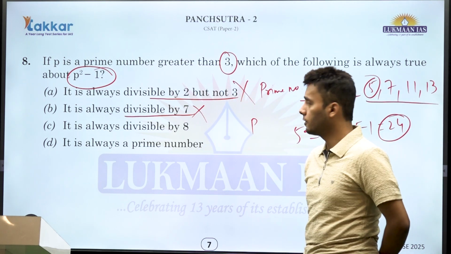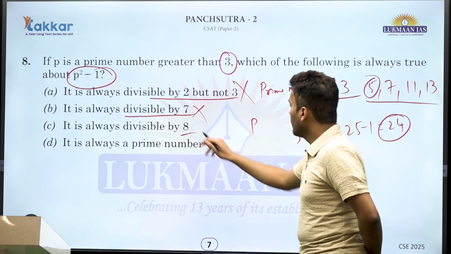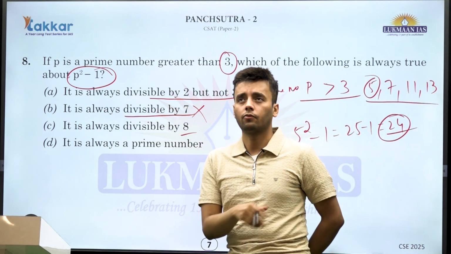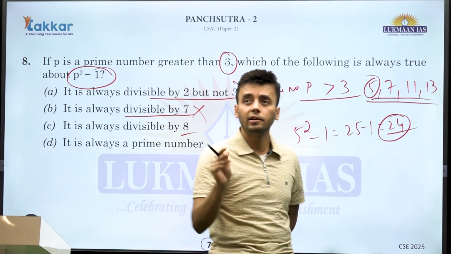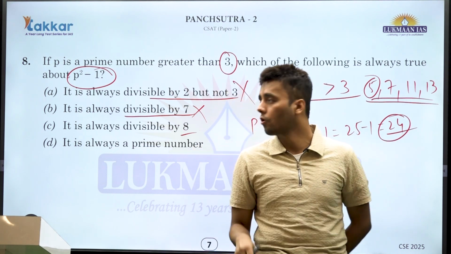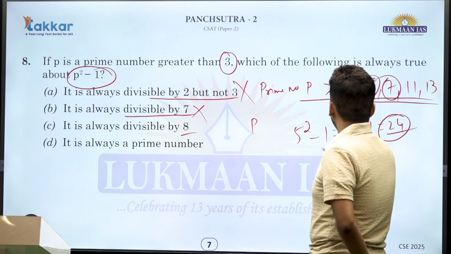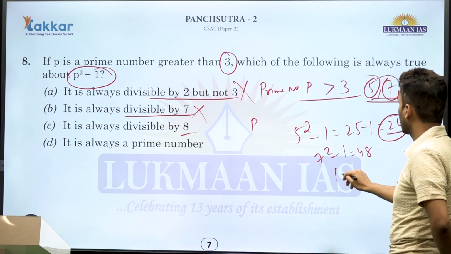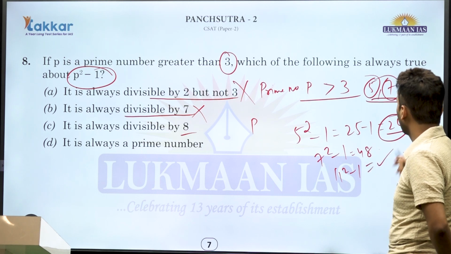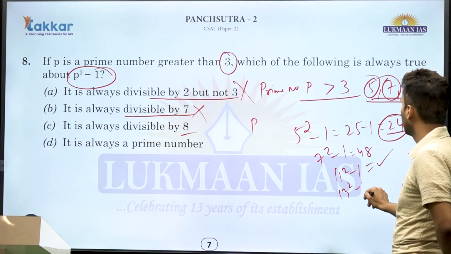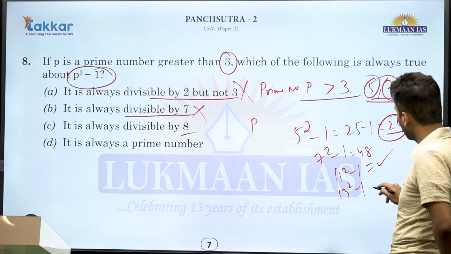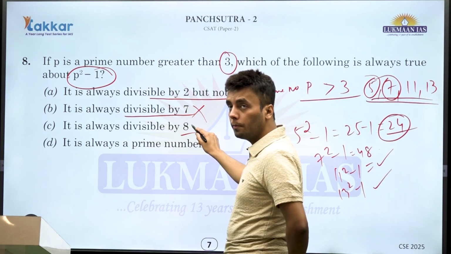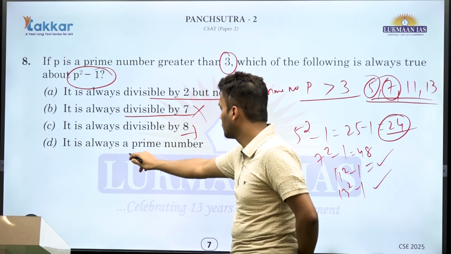B is also eliminated. It is always divisible by 8. Okay, it is divisible by 8. Let's see some more from the given set to see if there is any deviation. If there is any deviation, we will mark it wrong. So 7 square minus 1, 48, divisible by 8, okay. 11 square minus 1, divisible by 8, okay. 13 square minus 1, 168, it is also divisible by 8. So far, there is no deviation. So this could be a potential answer, but let's see this one.